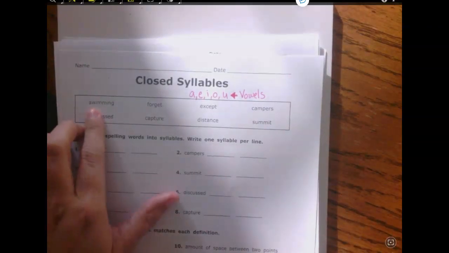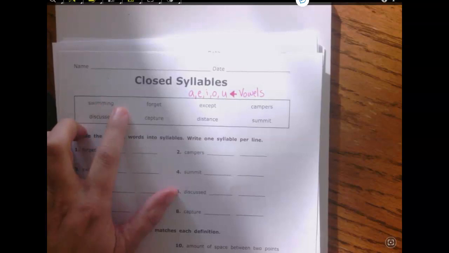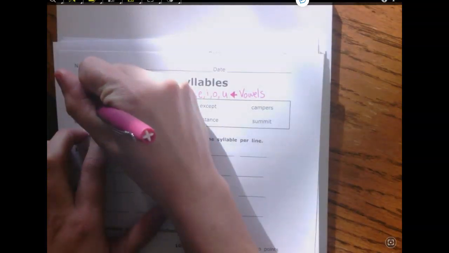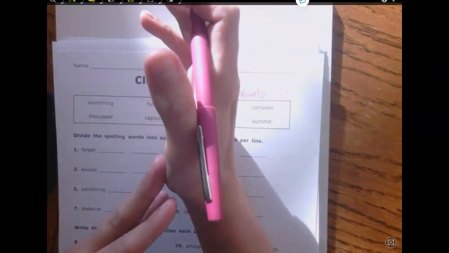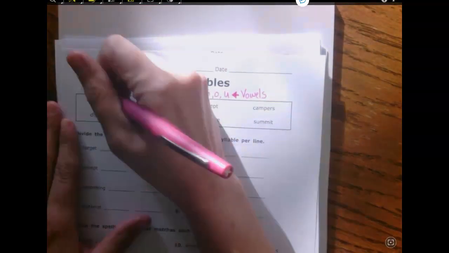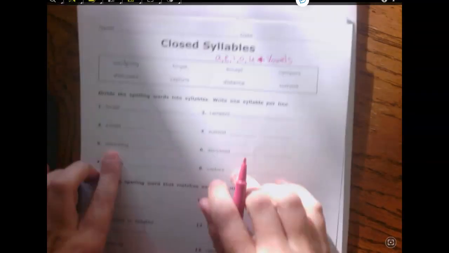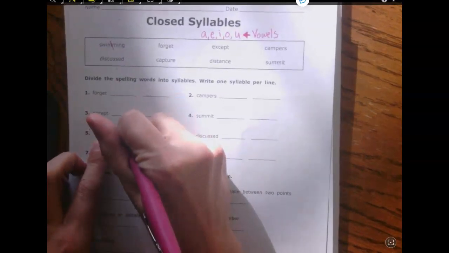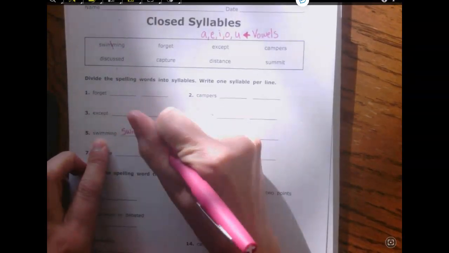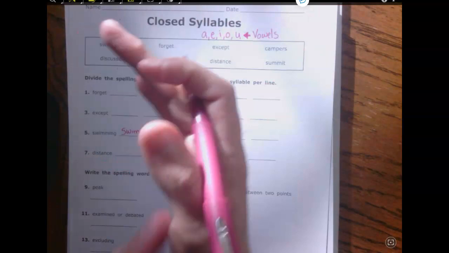When I look at this first word though, notice how there's two. So we have SW, and then MM, and then NG. When I say the word swimming, it's not going to break up perfectly. It's only going to break right in the middle. So right here is the consonant break. Where I find the word swimming on number 5, I'm going to write swim and then ming right there. Swim, ming, swimming.